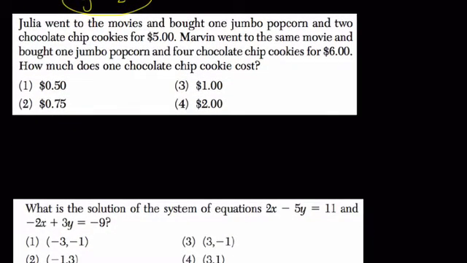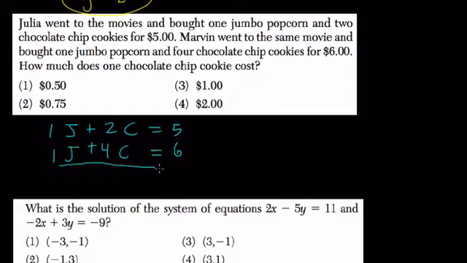Okay, Julie went to the movies and bought 1 jumbo popcorn, so 1 jumbo, plus 2 chocolate chip cookies for $5. Marvin went and bought 1 jumbo and 4 chocolate chip cookies for $6. How much does 1 chocolate chip cookie cost? Well, it might be obvious to you. You can probably see the answer by thinking about the change in cost, and only the cookies change. So they must be 50 cents each, right? Because you bought 2 more cookies and the price went up by $1.